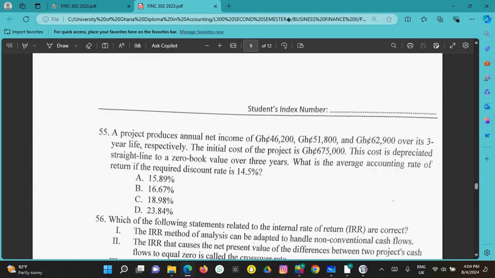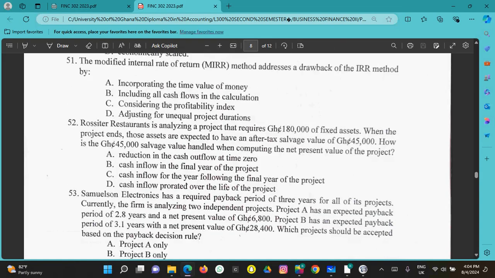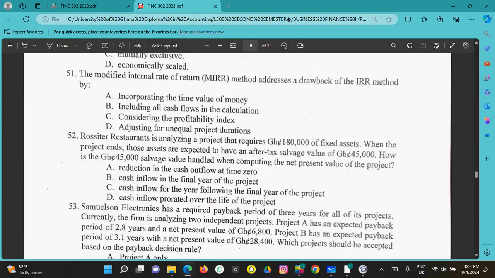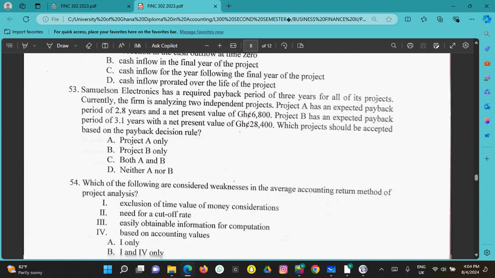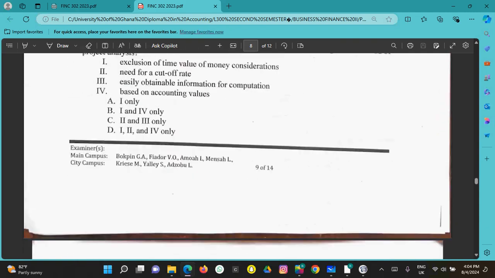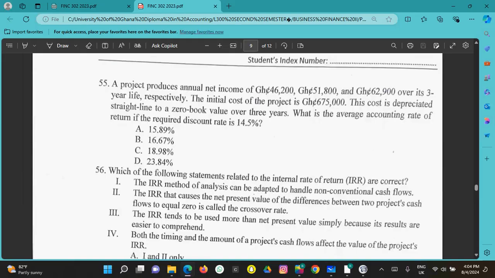Remember that this discount rate is just here to confuse you, because we've already stated that accounting rate of return does not consider time value of money, right? It doesn't include time value of money. So here we are not going to use a discount rate. So let's solve for this.